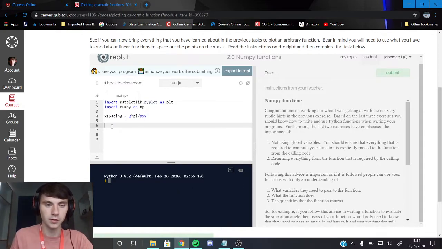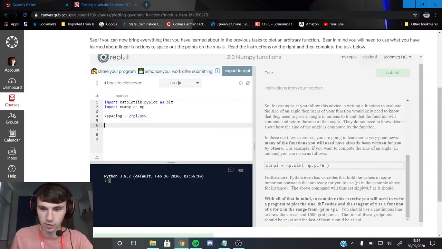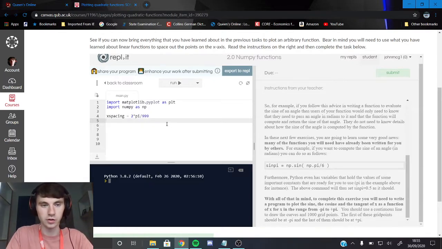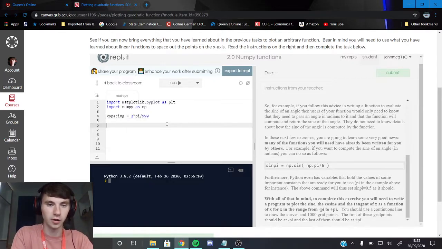The exercise he asked us to do is to write a program to plot the sine, the cosine, and the tangent of x as a function of x for x in the range minus pi to pi. So we're going to use your x spacing there, your 2 pi over 999.